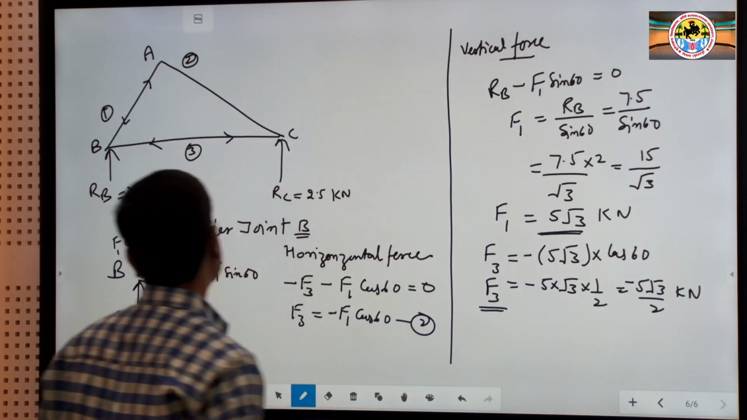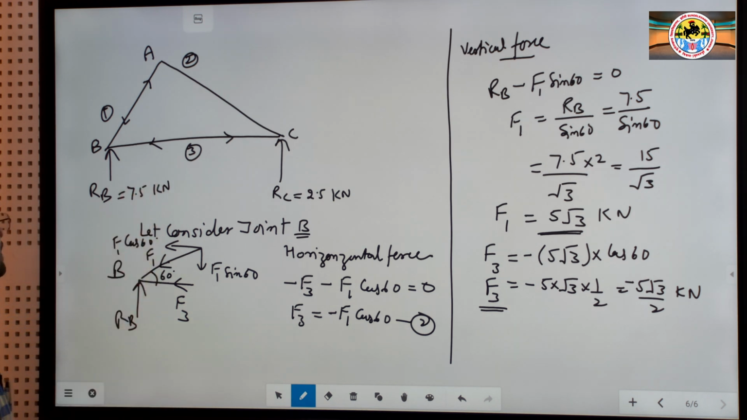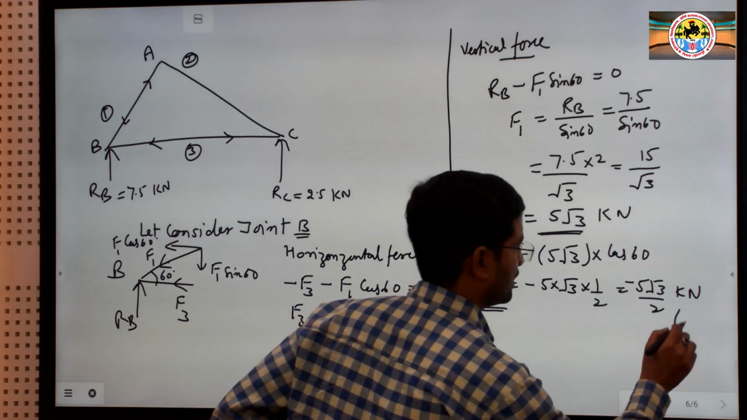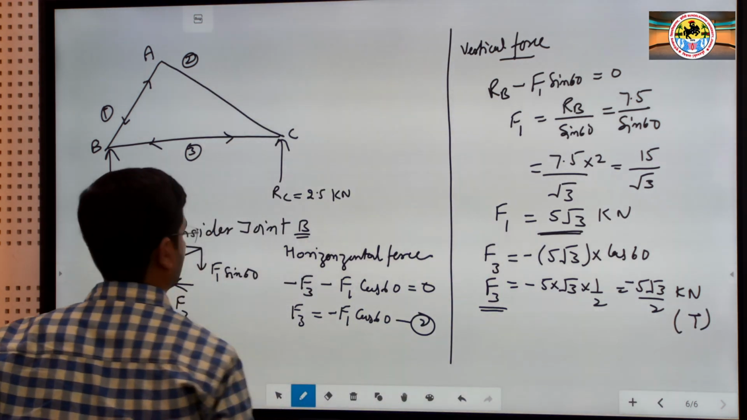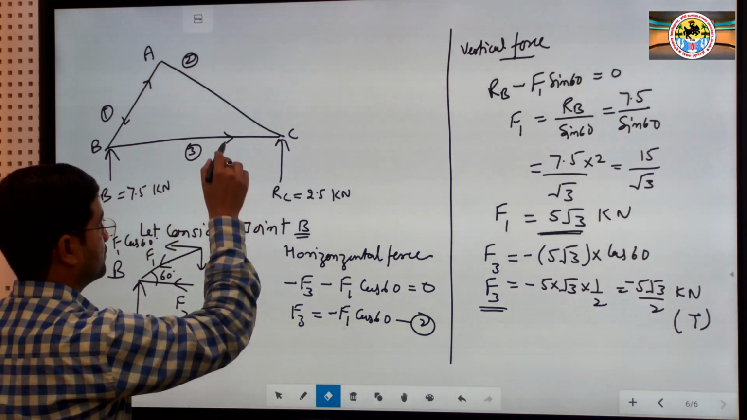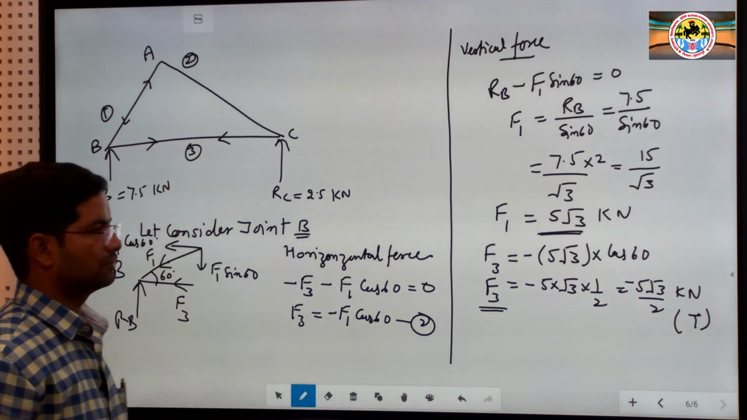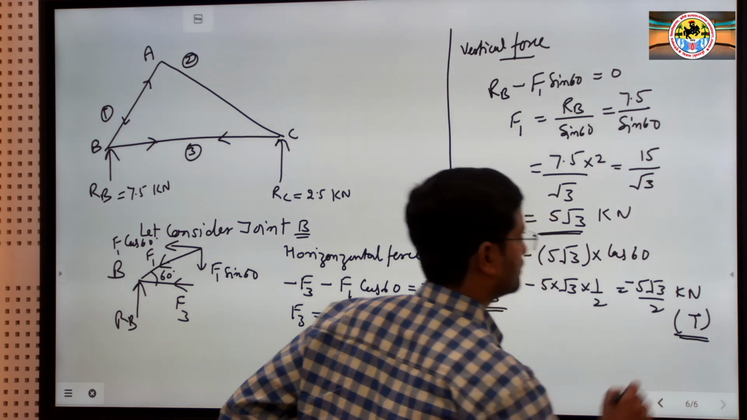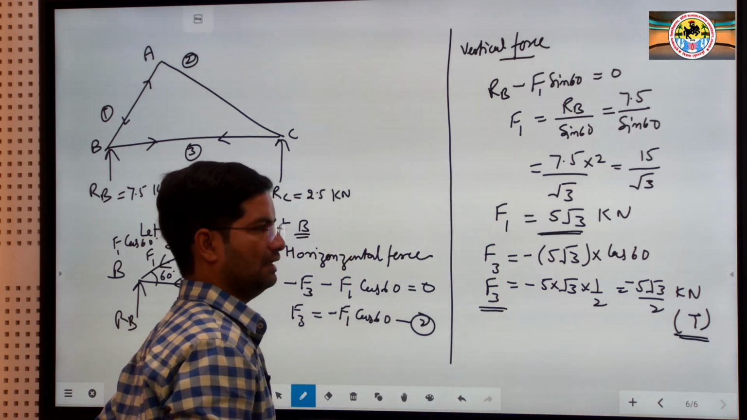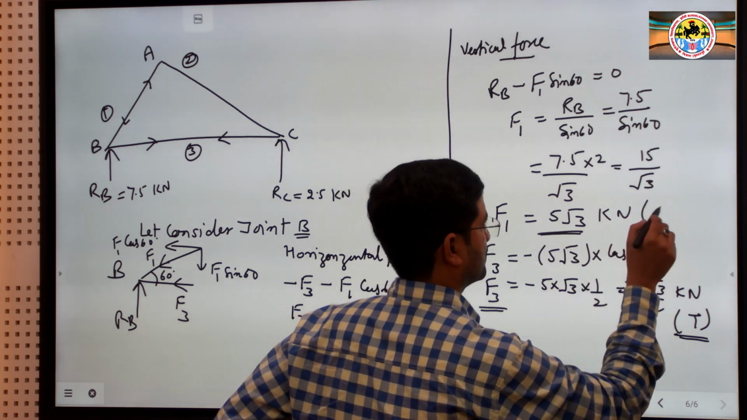That says that what we initially assumed, that it is making compression on the joint B, is not right. The member is not under compression, it is under tension. So, the correct nature of the force on member 3 is tensile. So, put down the nature of the force on member 3: it is under tension, and member 1 is under compression.